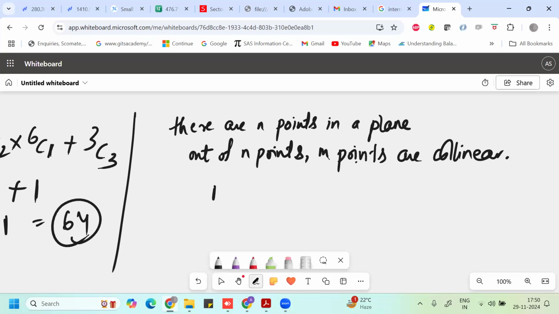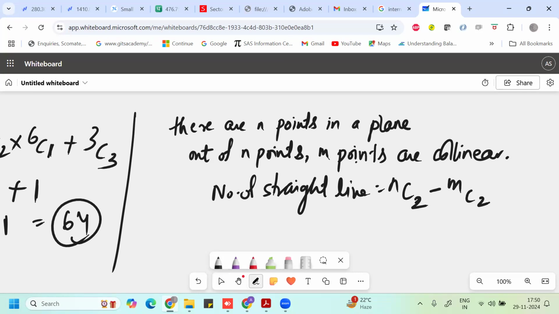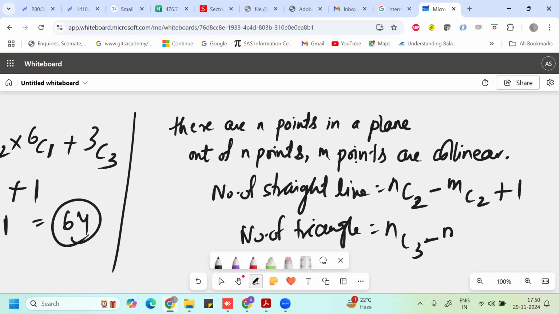So the number of straight lines, how many straight lines can you draw? The formula for that is nC2 minus mC2 plus 1. Remember this formula. The number of triangles formula is nC3 minus mC3. Remember this. This comes in UPSC also, in CA Foundation, in all exams.